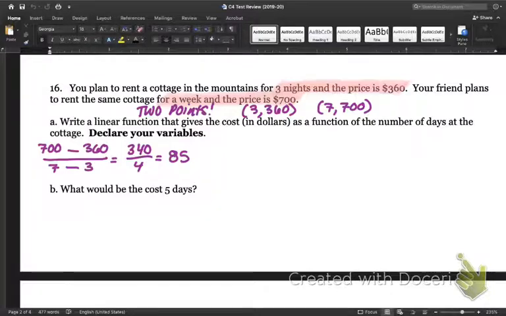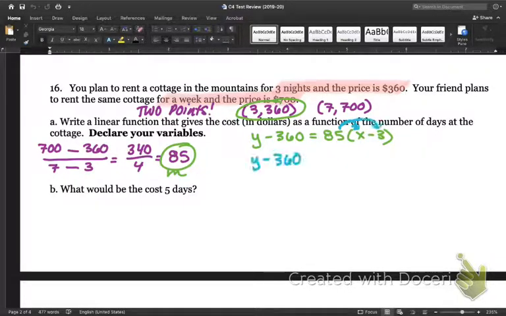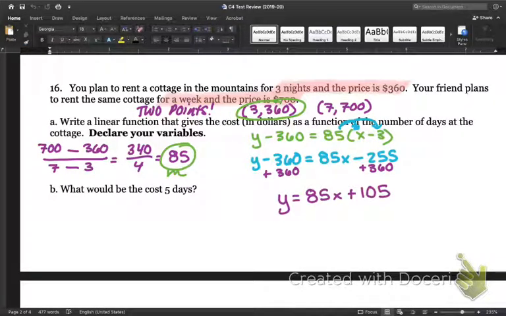So because I'm given a slope and a point, it makes the most sense to put it into point-slope form first and then change it so that I get slope-intercept. So point-slope form, here we come. And a reminder, you could use 7 and 700 if you wanted to. Distribute. And then get y by itself by adding 360 to both sides. My final equation is y equals 85x plus 105.